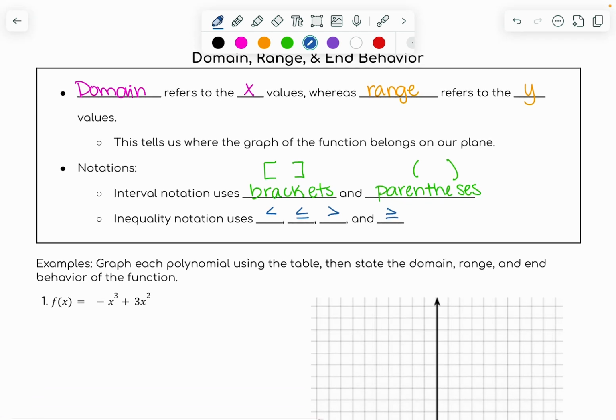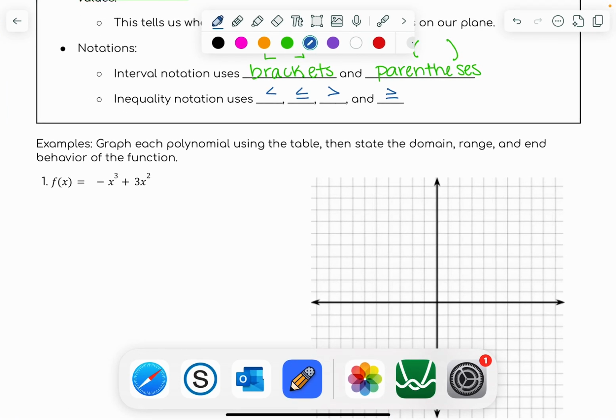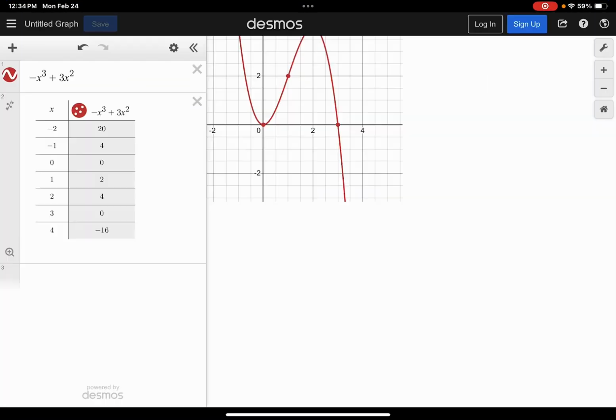So for the problems below, we're going to graph the polynomial using a table. Then we're going to state the domain, the range, and the end behavior of the functions. So I've already got this graphed over on Desmos. So let me open up Desmos here.